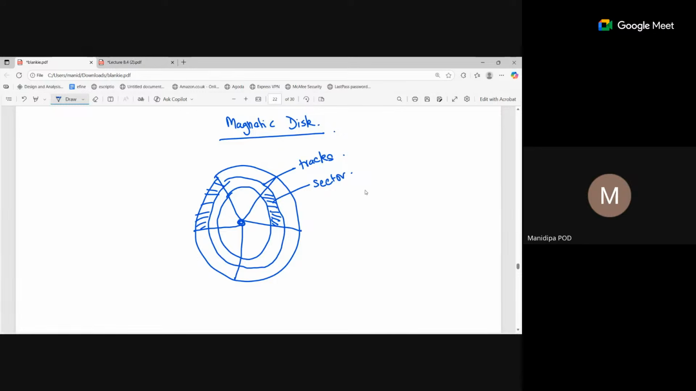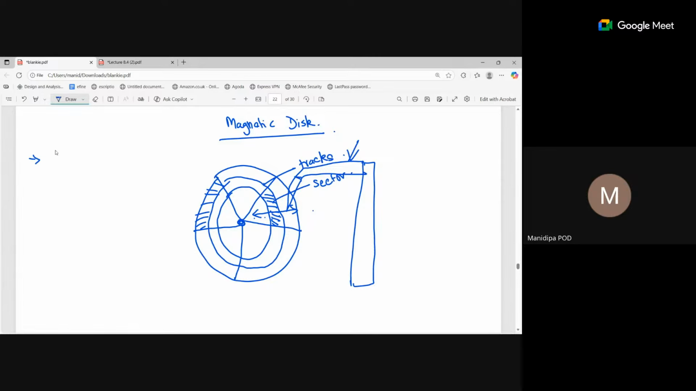Now here we have that read-write head, and this arm is what moves. It can move either to the innermost circle or to the outermost, that is, it can move throughout the disk. To read the data, it first has to access the correct track on which my desired data is, and then it has to access the correct sector on that track.